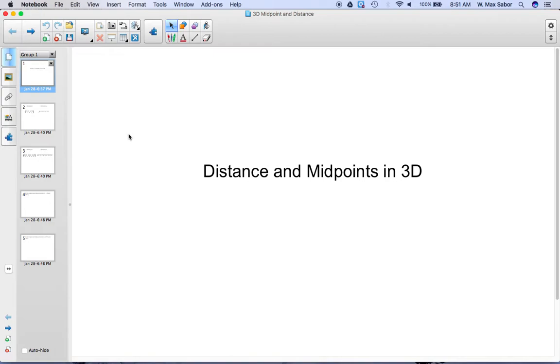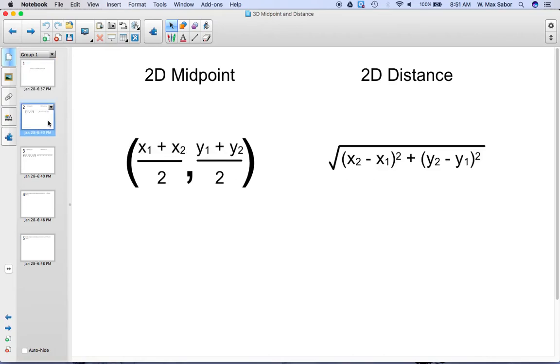How do we find distance and midpoints in 3 dimensions? Well, it's pretty much going to be the same way that we find distance and midpoints in 2 dimensions. Recall that this is our midpoint formula in 2 dimensions. We're taking the average of the x-coordinates and the average of the y-coordinates.